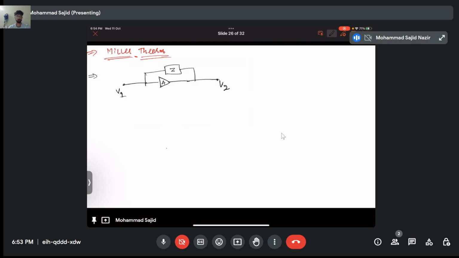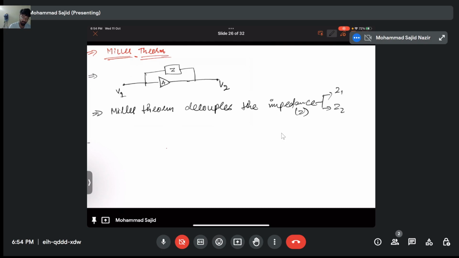Okay, so this is your circuit. Now you see that there is an impedance Z that is connected from input port to output port. What the Miller theorem does is decouple the impedance and write it into parts Z1 and Z2: Z1 to the input and Z2 to the output.